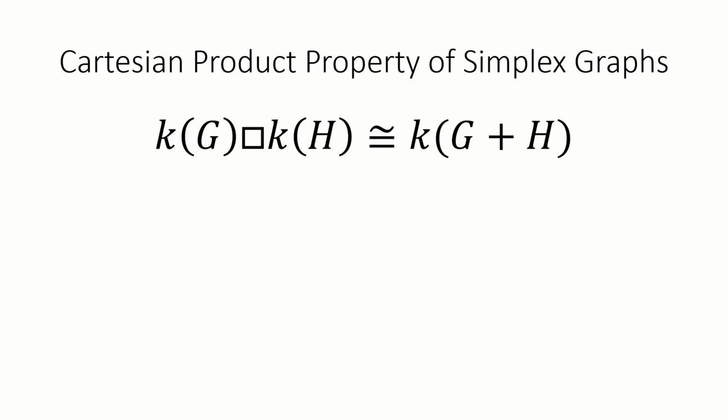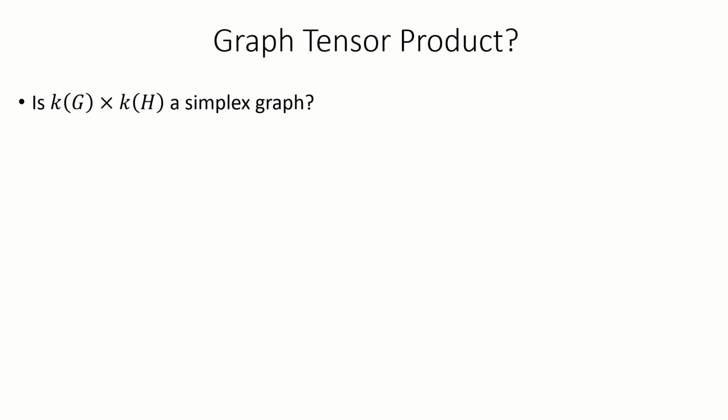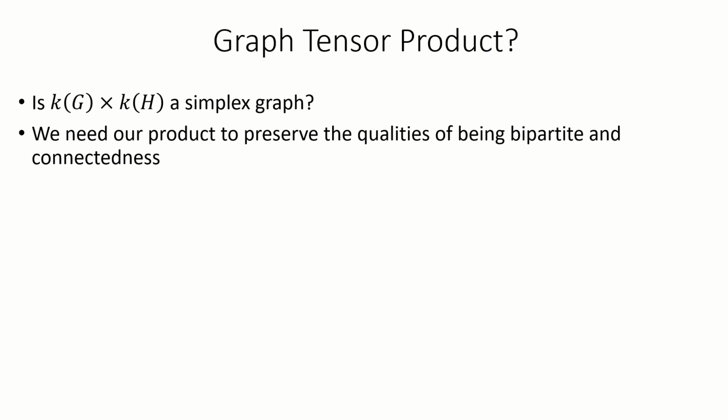Isn't it neat that the Cartesian product of two simplex graphs is always a simplex graph? To finish this video, I'd like to show you why the tensor product of two simplex graphs is not a simplex graph in all but one case. First, remember that a simplex graph is always connected and bipartite. So in order for the tensor product to produce a simplex graph from simplex graph inputs, it should preserve the qualities of being bipartite and being connected.